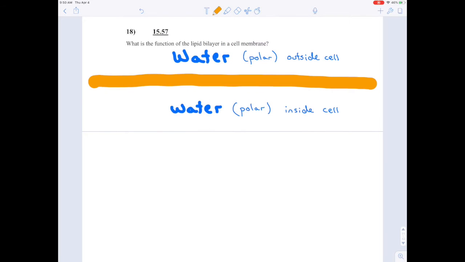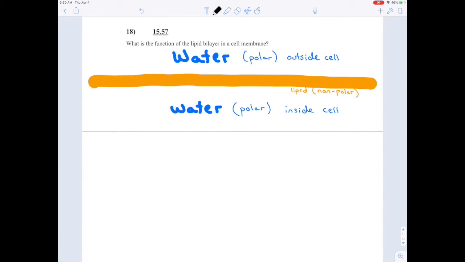Now keep in mind, that's a lipid, and so it's nonpolar. Water will not mix with the nonpolar lipid, either inside or outside the cell, and because it won't mix, the lipid is able to separate the two waters.